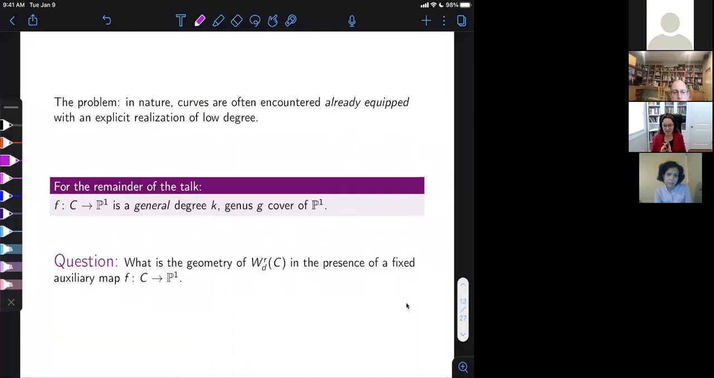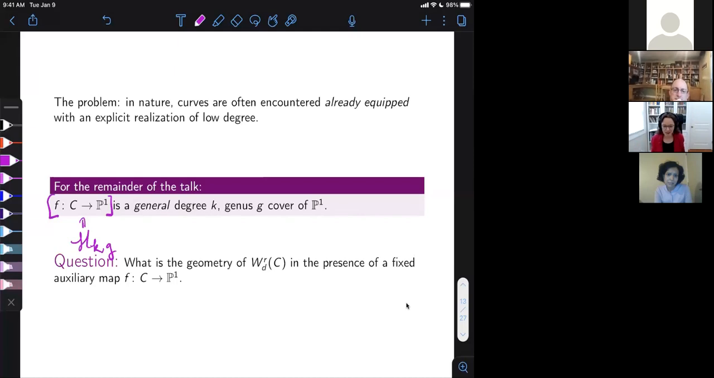So we're not going to fix the data just of a curve of genus g, but a curve of genus g, which together with a degree k map to P1. So this pair, the curve and the map, now lives inside the Hurwitz space of degree k genus g covers of P1. And I'm going to assume for the remainder of the talk that it's general in that Hurwitz space. And then the main question now is, if you fix this one map to P1, what can you say about the geometry of other WRDs in the presence of this fixed map? How does it affect those other WRDs?